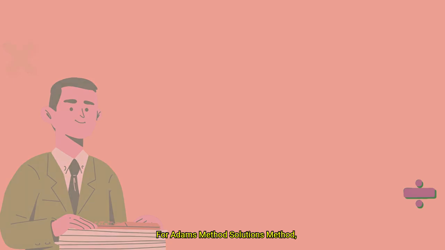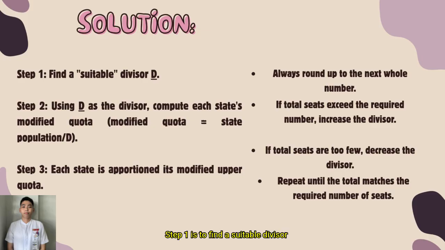For Adams' method, step 1 is to find a suitable divisor D. Step 2 is using D as the divisor, calculating each state's modified quota. Step 3 is each state is apportioned its modified upper quota, rounded up to the next whole number. Step 4 is to adjust the divisor if needed. If the total exceeds the required number, increase the divisor. If the total accumulates too few, then decrease the divisor.